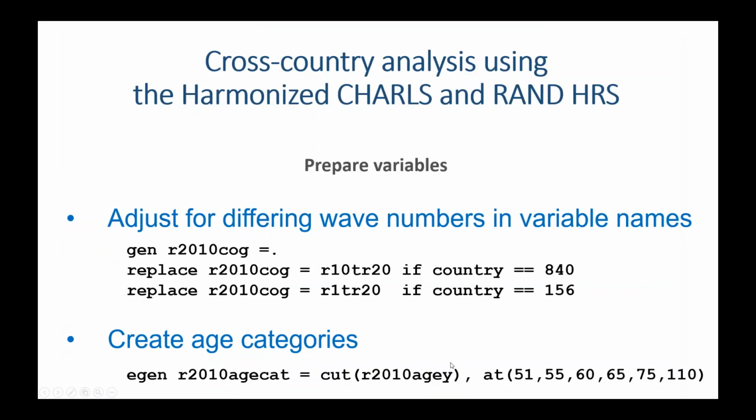We're going to make our age categories here, as you can see with this egen command. We're going to make a variable called R2010 age category, and we're going to cut it at, so we'll start at 51. So 51 to 54 will be our youngest group, and then from then we'll do 55 to 59, 60 to 64, 65 to 69, to make our age categories that way.